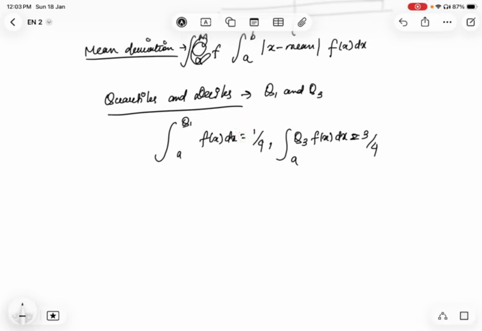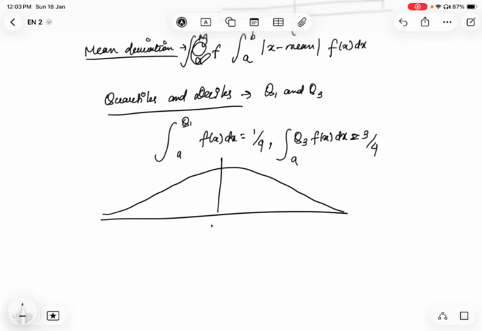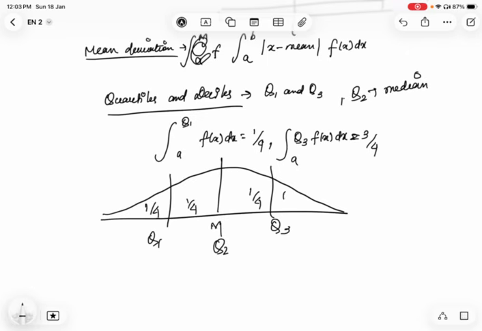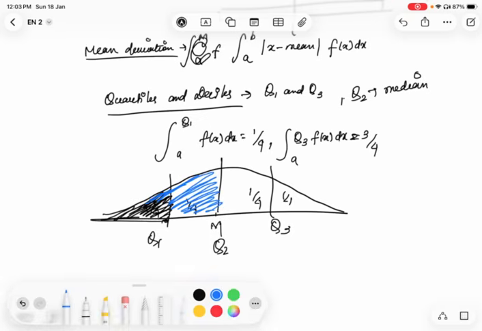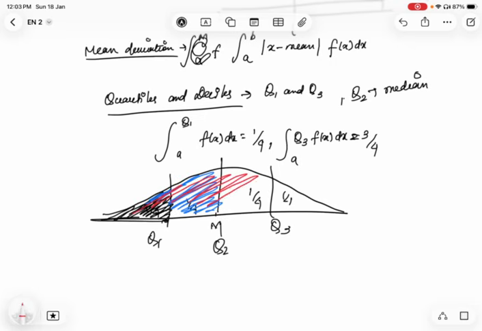So why is it equal? Because suppose this is your data. So this is the median and Q2 is here. Q2 is nothing but the median. It divides the data into half and half. This is Q1 because it divides the data into 1 by 4 and the rest. This is Q3. It divides the data into another 1 by 4. So Q1 is from here. This is Q1. Let me change the color. Now this is Q2. And this is Q3. That's why it is 3 by 4 and it is 1 by 4.